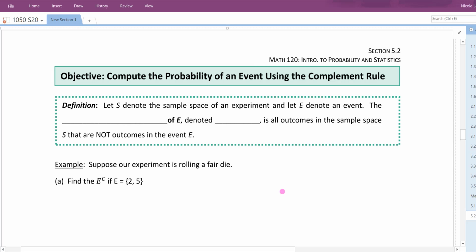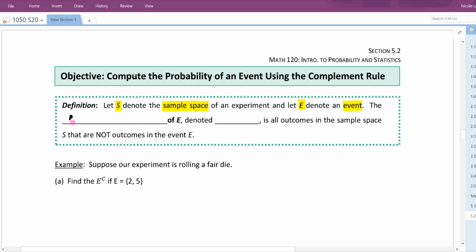Okay, so like I mentioned earlier, the complement is something that we introduce in this section and work with just a little bit, but in the next sections we're really going to hit this rule pretty heavily. So let's first look at the definition for complement. It says to let S denote the sample space of the experiment. Remember, the sample space is just all possible outcomes. So S denotes the sample space, and E is just going to denote some event.